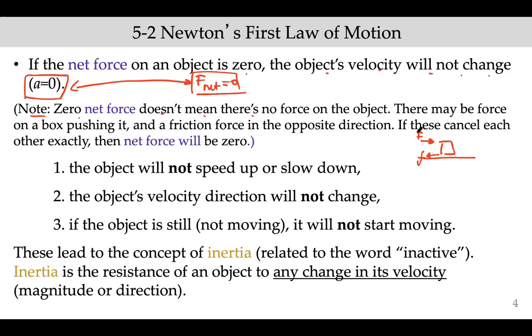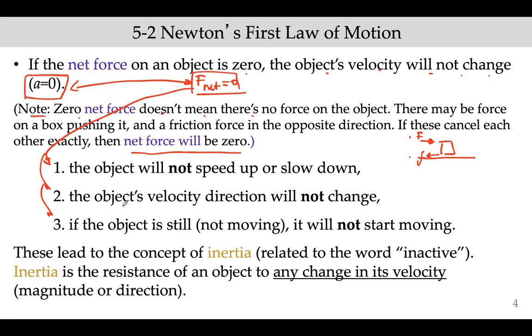So if these cancel each other exactly, if these two forces are exactly equal, then we can say the net force will be 0. Okay, so what happens if F net is 0? There are different situations, 1, 2, and 3. One is the object will not speed up or slow down. If F net is 0, the object will not speed up or slow down.